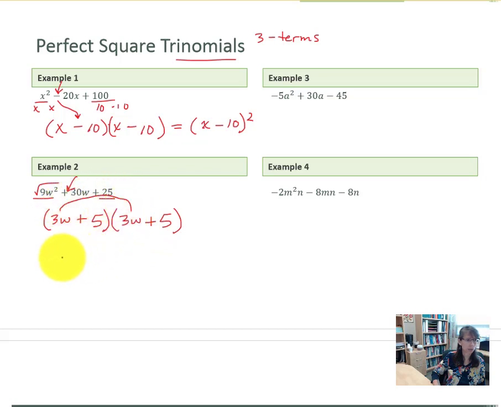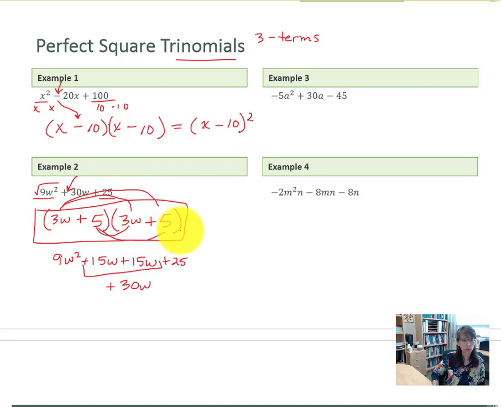3w times 3w is 9w squared. Outside terms would be positive 15w. Inside product is another 15w. See how that doubles? And last, we have positive 25. So in the middle, we really are creating a positive 30w, just like we had in the original trinomial. So our factoring is complete, or you could rewrite that as your quantity squared.